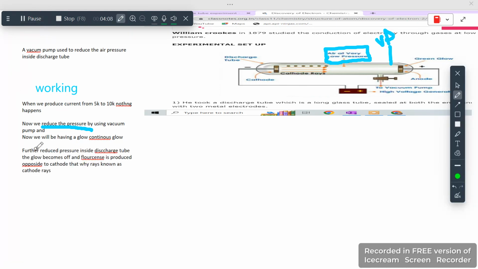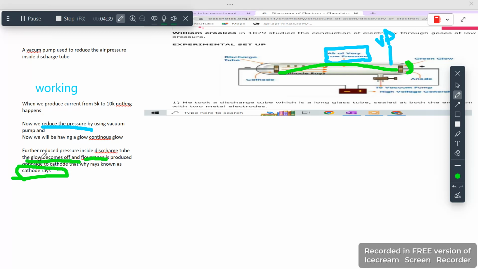Here we reduce even more pressure inside the discharge tube. Then there was a glow, or fluorescence, which is also the same. The glow that was produced on the opposite side, like from here the rays are going, and on this one side there was a green glow, you can look. So this means there was a glow on the opposite side. That's why these rays are known as cathode rays. Okay, this was the only concept.